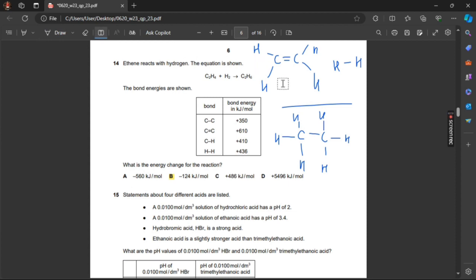First of all, you should know the number of bonds, and there are 4 CH bonds in the right hand part, and 1 carbon-carbon double bond, and 1 hydrogen-hydrogen bond. And in the product side, there are 6 CH bonds, and 1 carbon-carbon single bond.